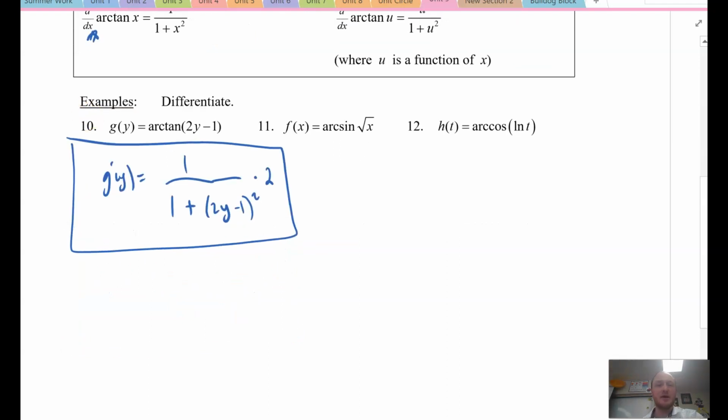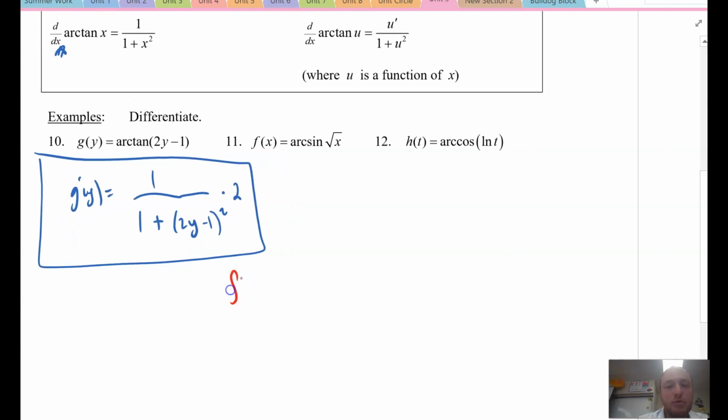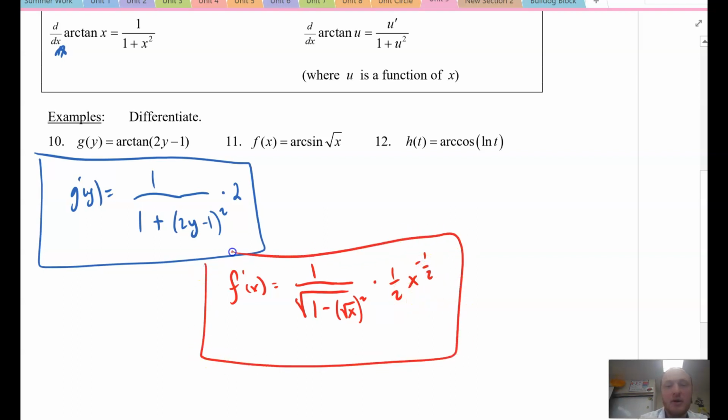All right, now let's look at 11. So 11, what is f prime of x? Well, the derivative of arc sine is 1 over the square root of 1 minus x squared. In this case, our x is the square root of x, squared, times, now I need the derivative of the inside. So the derivative of root x is 1/2 x to the negative 1/2. And there it is. Very, very easy.